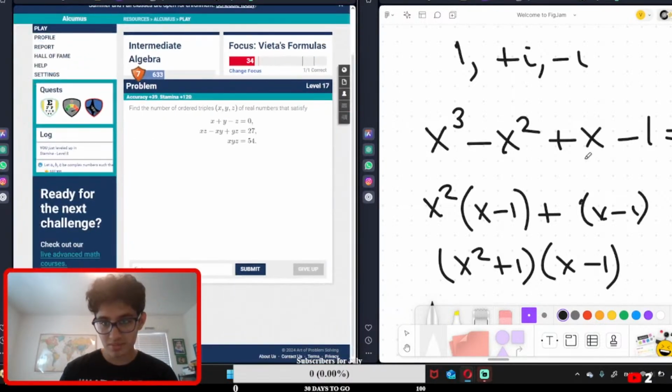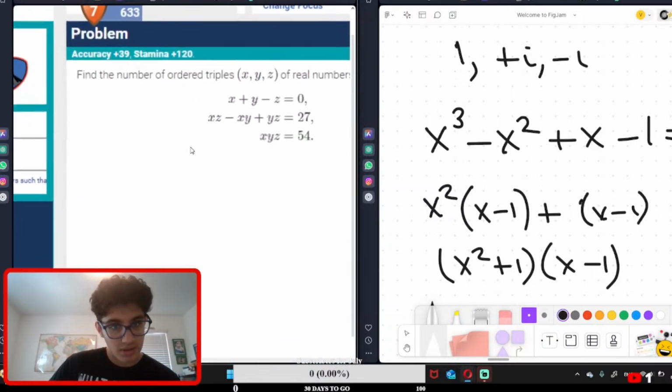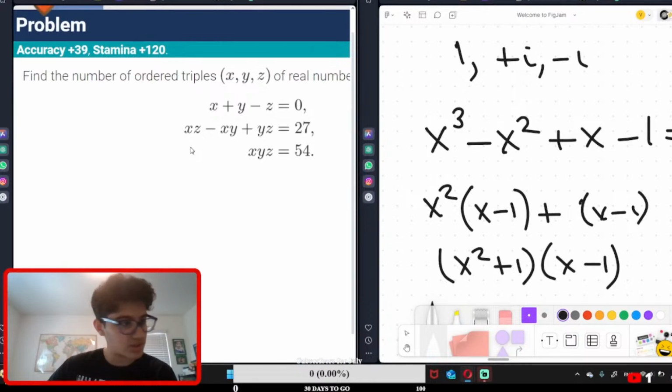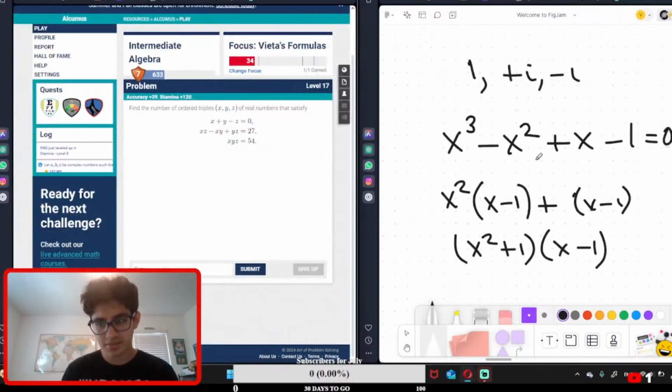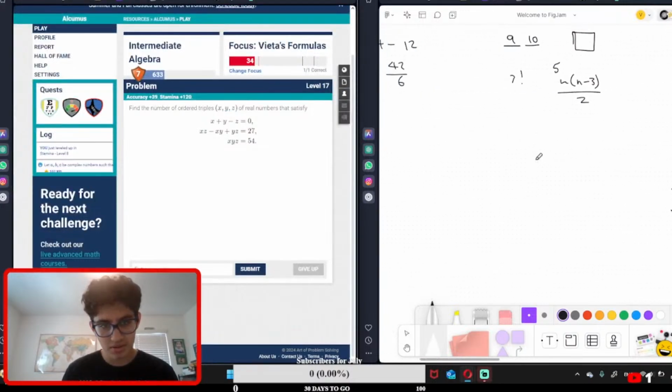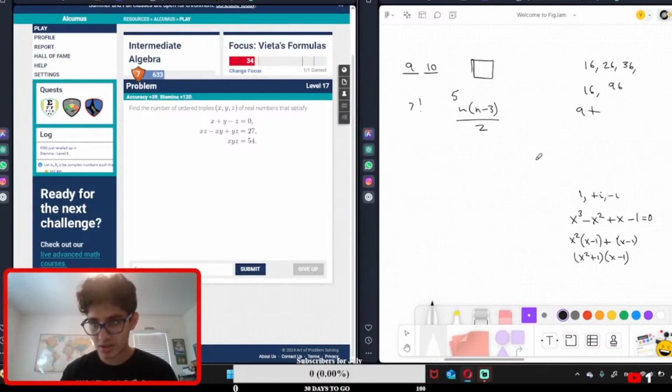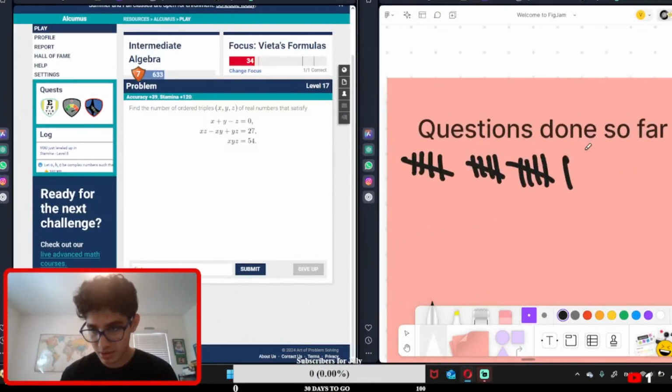That's one more question. Find the number of ordered triples that satisfy this. So one thing we can do is just, and notice that we've got some weird stuff going on with the z, right? Z is always causing some trouble for us. So let's just say that, let's add the question first, the one we just did.